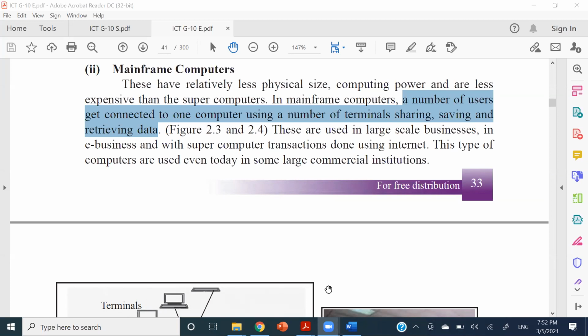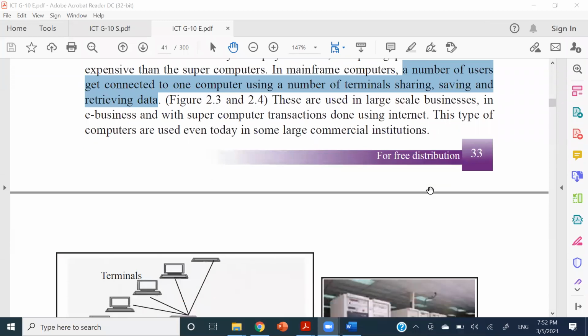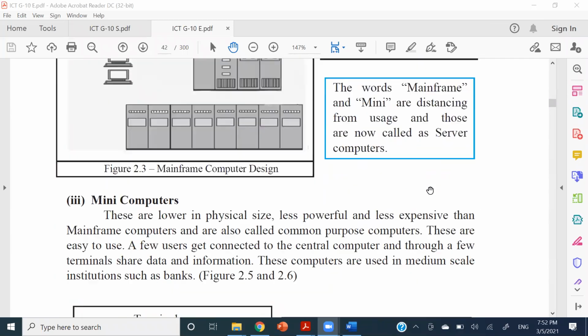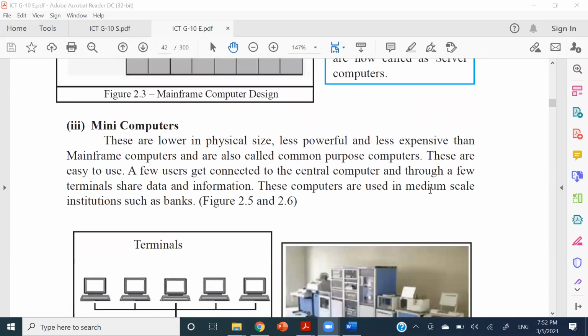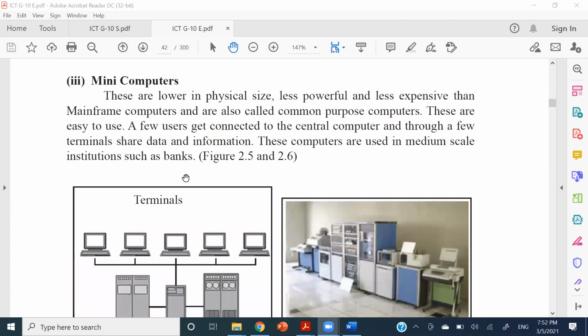Right. Done, people? So we can write down the other two categories before we end the session today. We are going to write it in a little quicker manner. So moving forward, the third one is the mini computers. Write the subtopic mini computers.